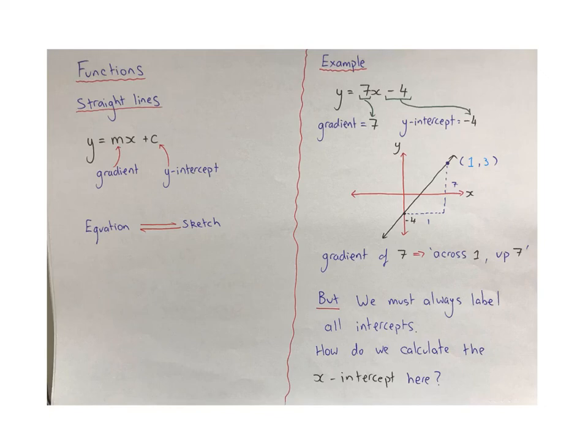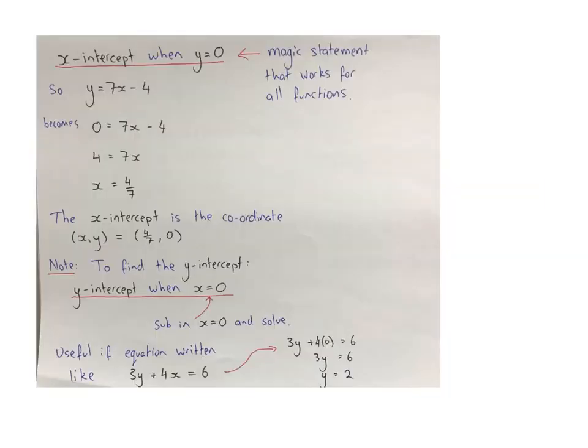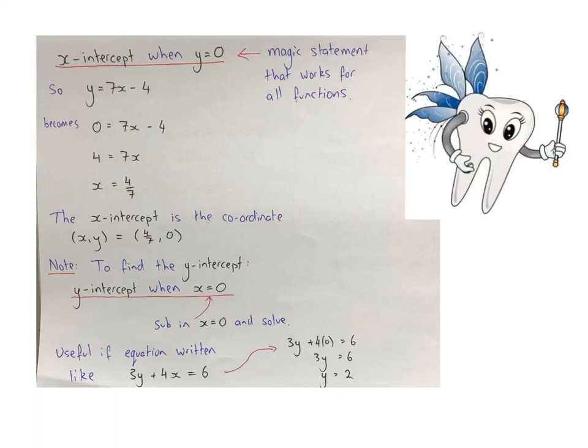But how do we do that? To find the x-intercept, what you should do is write down: the x-intercept is when y = 0. This is true for all x-intercepts. So this is a really magic statement. It works for every single function. If you're ever trying to find an x-intercept, this should be the first line that you're writing down. I can't stress enough how important this is, how magical it is.